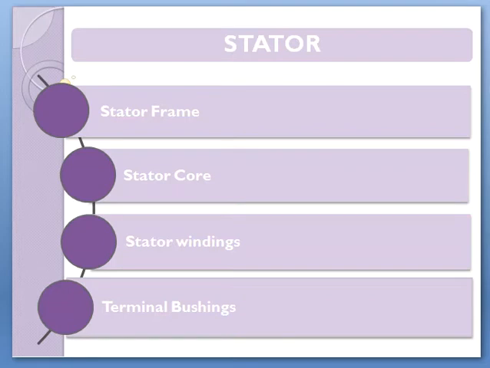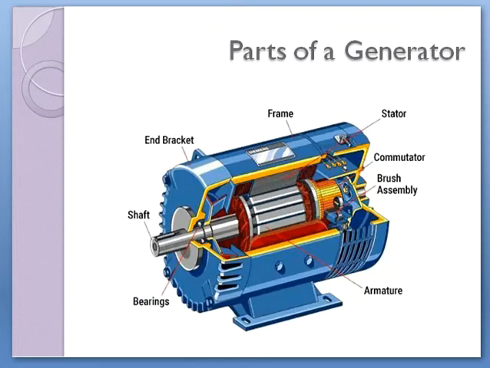The two main parts of a generator, we can say, are the stator and rotor. The stator constitutes the stator frame, stator core, stator windings, and the terminal bushings. So after discussing the working principle and the basic parts of a generator, from this diagram we can identify that the outer part is called the stator and the inner part is the rotor.